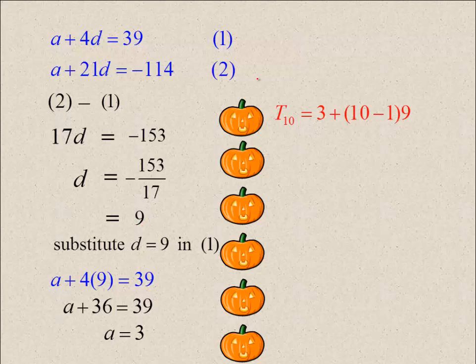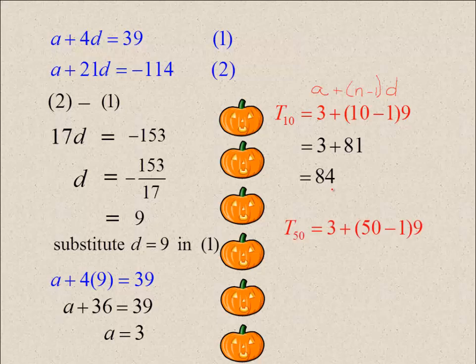But this question specified that I needed to get the 10th term. According to my equation, T10 is equal to what, guys? A plus N minus 1 into D. What is the value for A? 3. N minus 1 is 10 minus 1. One more time, guys. Where do I get this 10 from? It's part of the question. And the value for D is 9. And that becomes 3 plus 81, which is equal to 84.